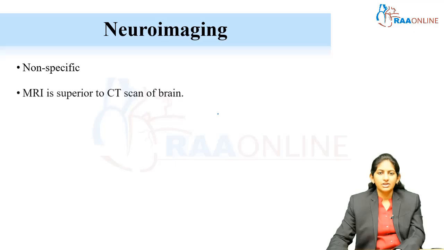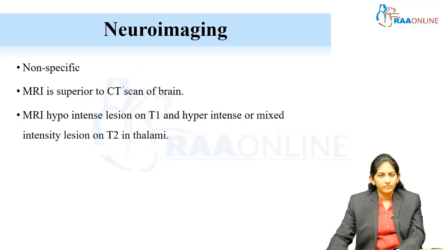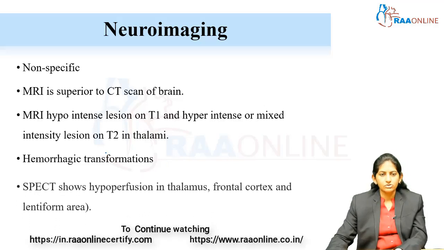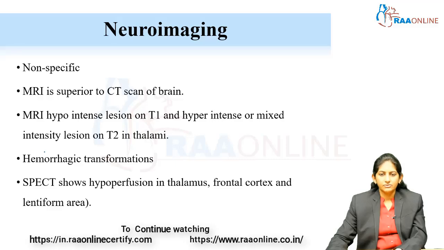Coming to the neuroimaging, MRI is superior when compared to CT of the brain. So we can see hypointense lesions on T1 and hyperintense lesions on T2, especially focused on the basal ganglia and thalami. There can also be hemorrhagic transformations.